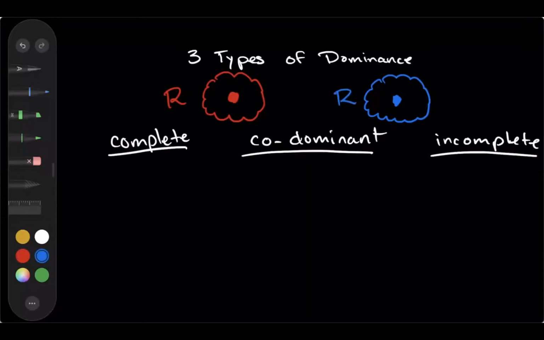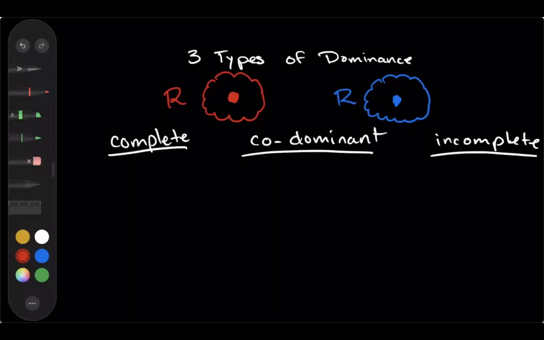And we are going to have three different scenarios where we're going to have three different genotypes expressed, and we're going to see what phenotype you would see. Now, we're going to talk about what would happen in each of these types of dominance: complete dominance, codominance, and incomplete dominance.